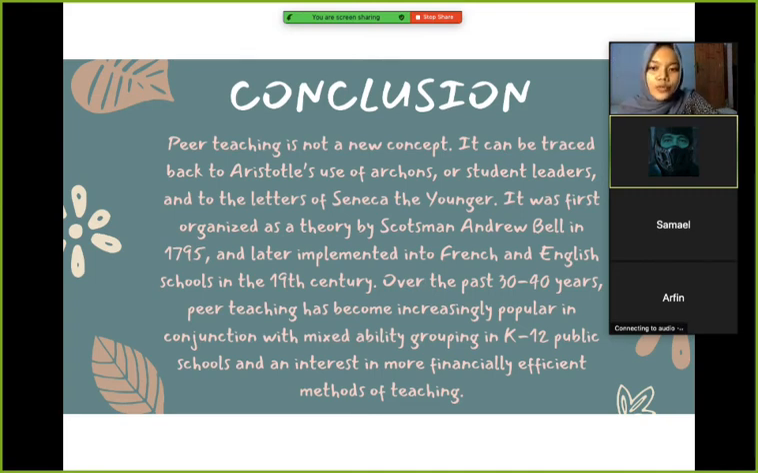And then it was first organized as a theory by Scottmans and Rubel in 1795 and later implemented into French and English schools in the 9th century. Over the past 30 until 40 years, peer teaching has become increasingly popular in conjunction with mixed ability grouping in K-12 public schools and an interest in more financially efficient method of teaching.